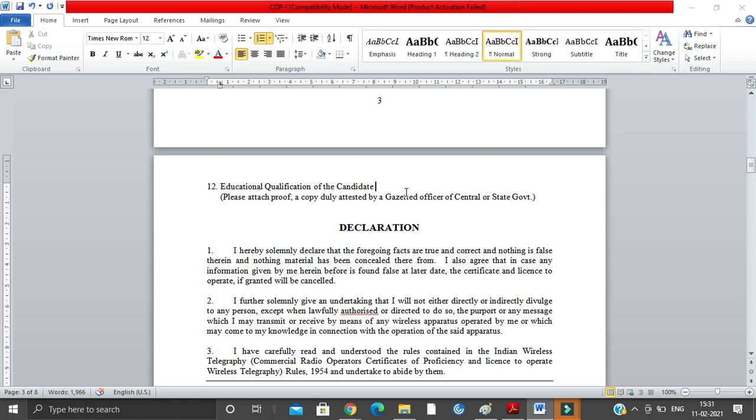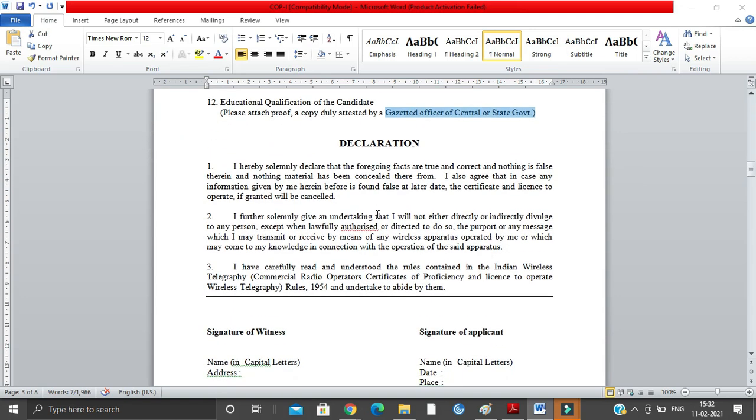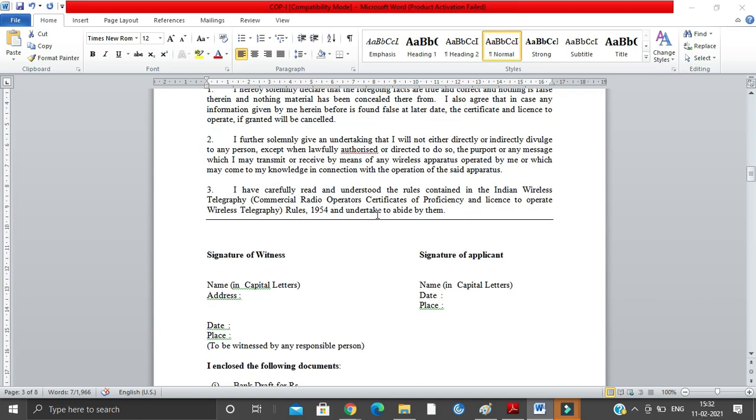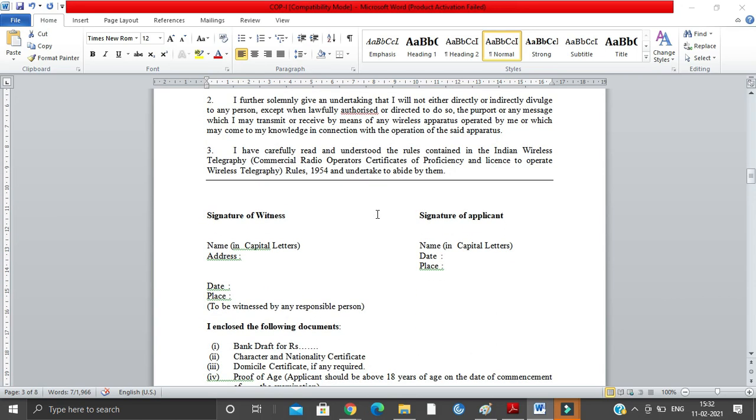So basically, whatever attestation you have to do, you have to do all the attestation by the gazetted officer, even if it is date of birth or educational qualification. Everything has to be attested by a gazetted officer. Then declaration, here you don't have to read this, you can read it for your own interest, otherwise not required.